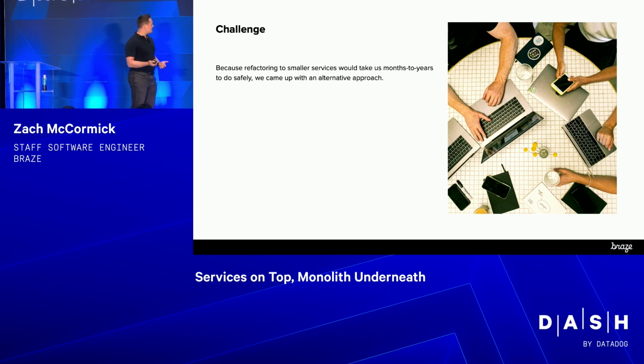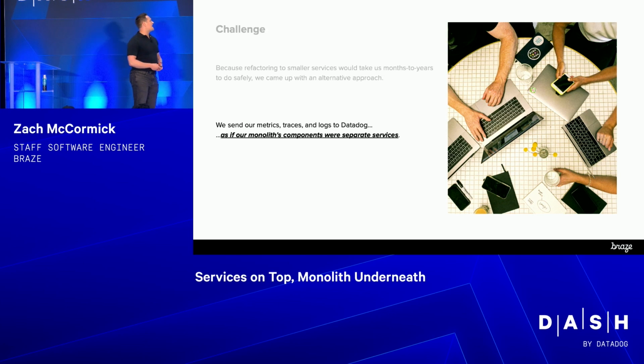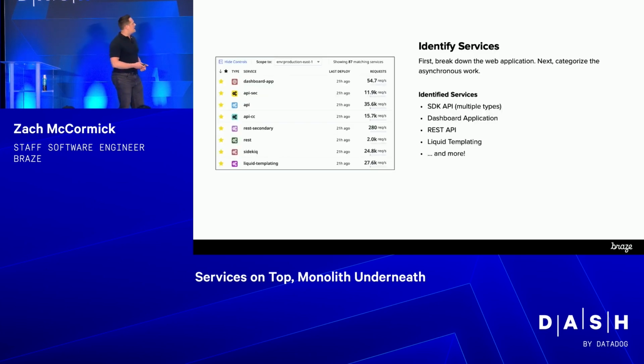So the approach that we took is an alternative approach: we think of it as these different pieces, and then we send that information to Datadog as if it were those different pieces. And what I mean by that is a couple different steps. The first thing is to identify the different services. So in our case, we first broke down the web application, and we categorized asynchronous work. And this is an ongoing task for us.